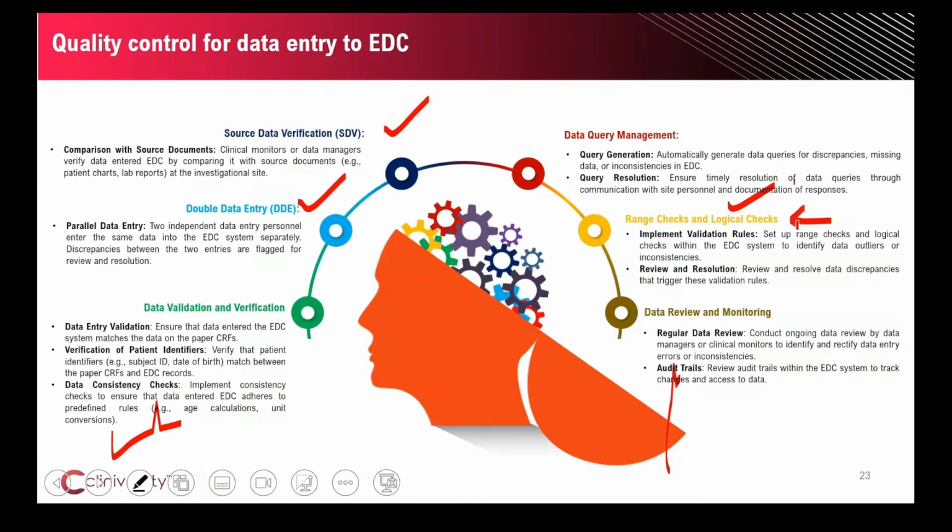Then during the data entry itself, there will be range checks, logical checks, which involve implementation of the validation rules. Usually companies will set up certain validation rules within the EDC system itself to identify any data outliers or inconsistencies. Then review and resolution. This involves resolving the data discrepancies which were a result of your validation rules. Then data review and monitoring, which will be ongoing, conducting ongoing reviews of the data. And this is going to identify data entry errors or inconsistencies.